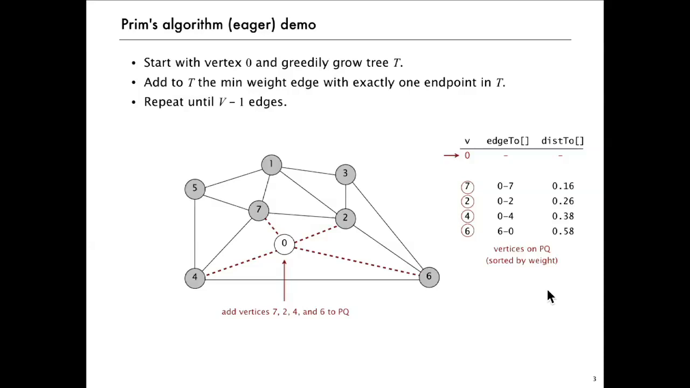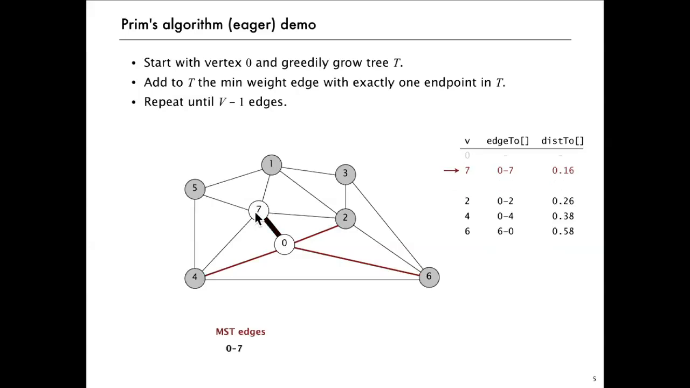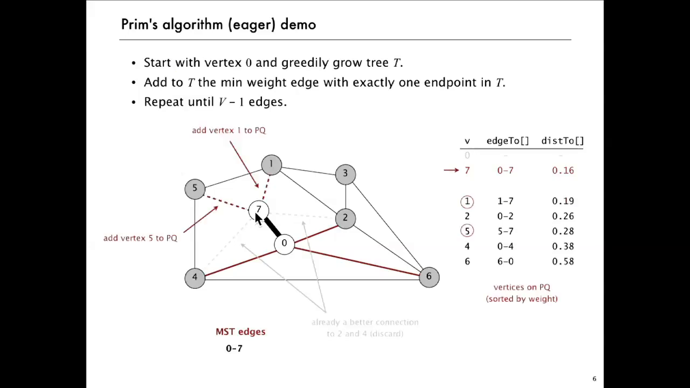So the next vertex to go to the tree is 7. The next edge to get added to the tree is edge 0-7, and then we go from there. So that's the smallest one. We take that for the tree, and now we have to update the priority queue. So how do we update the priority queue? Well, we have to look at everybody incident to 7. So let's look at, for example, 7-2. We don't need to put 7-2 on the priority queue since we already have a better way to connect 2 to the tree.